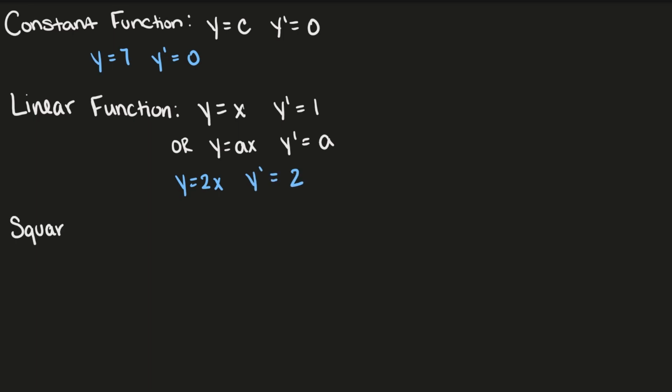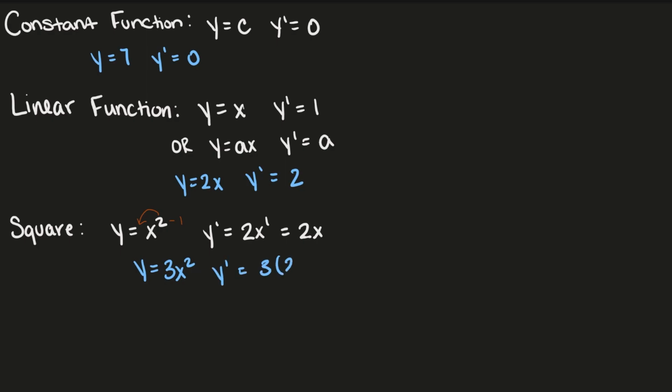Next, we have a squared function. So this is something like y equals x squared. This means y prime, using the power rule as we just saw, the power rule means we'll bring this to the front and then subtract 1. So y prime will be equal to 2x to the 2 minus 1, which is 1, or just 2x. So for example, if we have y equals 3x squared, then y prime would be equal to 3 times 2x, or 6x.